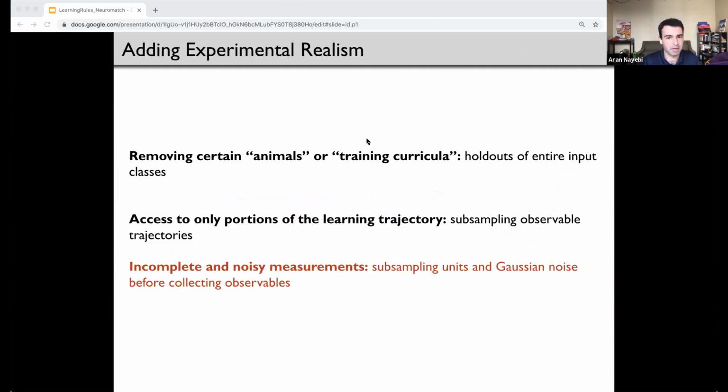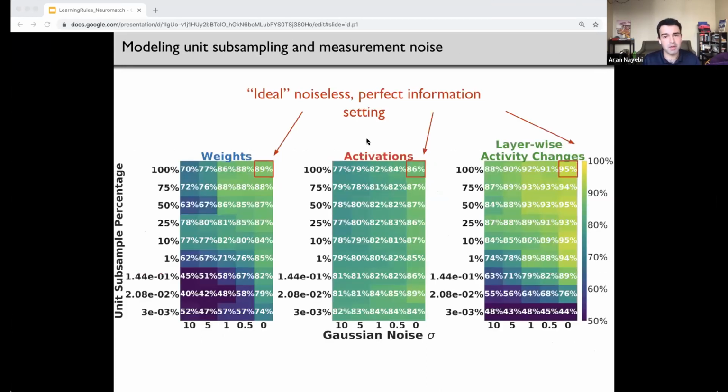Finally, there are many recording paradigms in neuroscience, each with some range of unit subsampling and measurement noise. Therefore, we ask how noise and subsample robust particular observable measures are. To account for these trade-offs, we modeled measurement noise as an additive white Gaussian noise process added to model units prior to computing these statistics. And then reported here is the classifier's average test accuracy on these collective statistics at varying levels of unit subsample and Gaussian noise standard deviation.